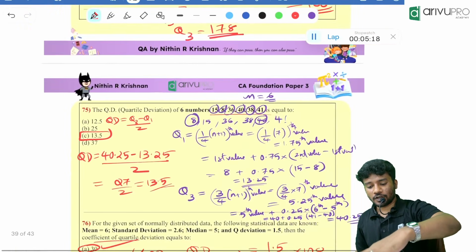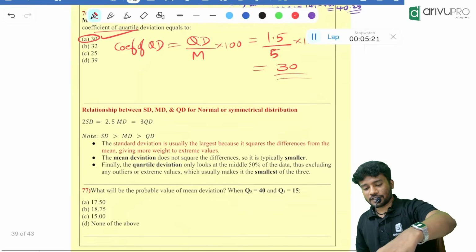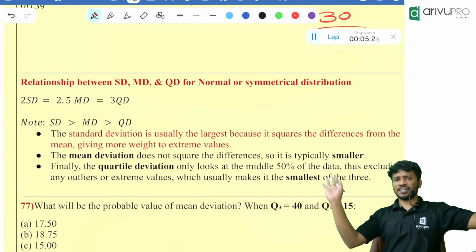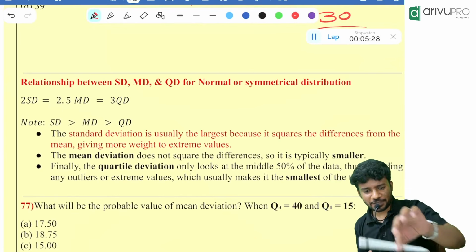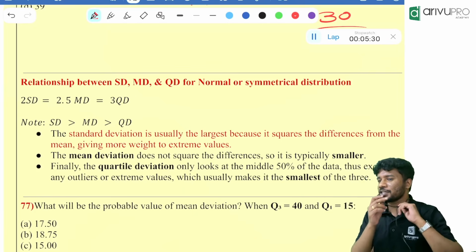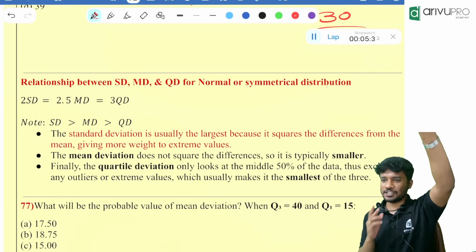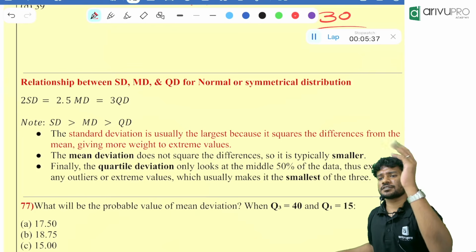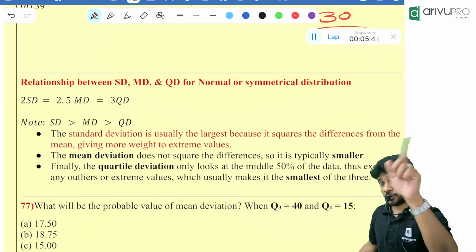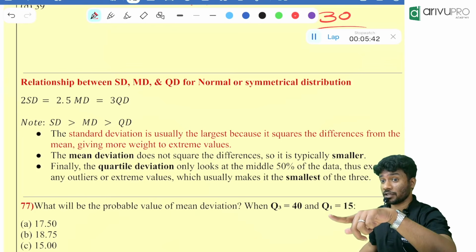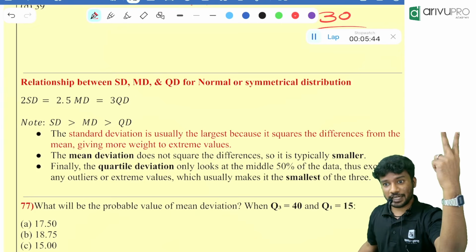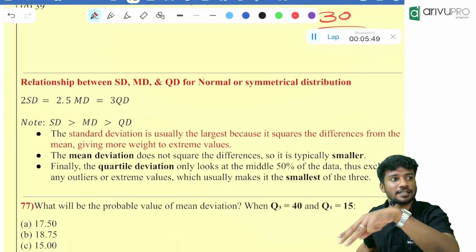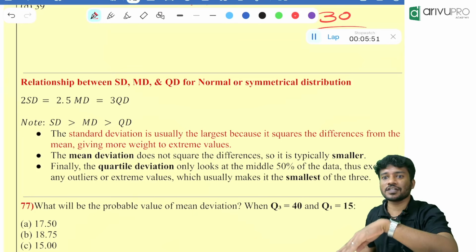That's your quartile deviation, then coefficient of quartile deviation, then all the things. Now, a small recap of everything. How many measures of dispersion are there? Two measures: absolute and relative. The absolute measure is range; the corresponding relative measure is the coefficient of range. Then mean deviation, coefficient of mean deviation, standard deviation, coefficient of standard deviation, quartile deviation, coefficient of quartile deviation.